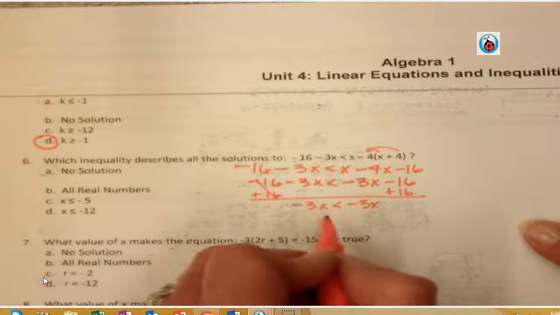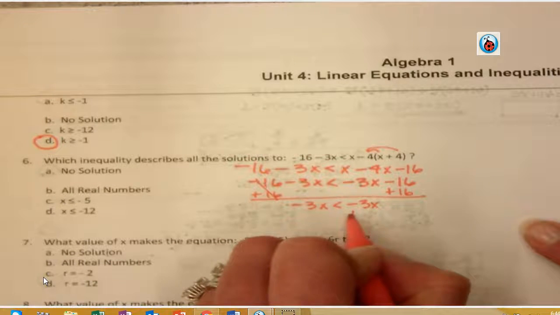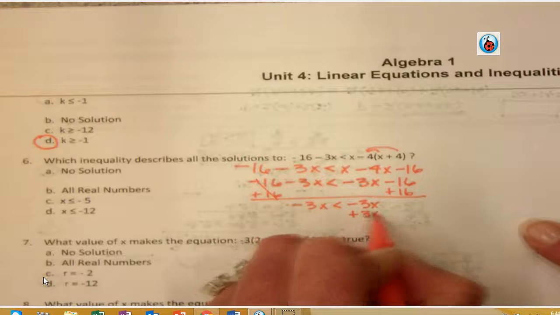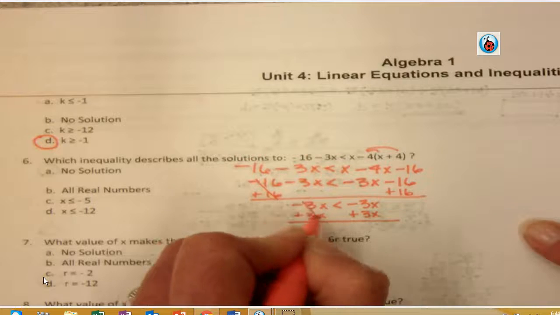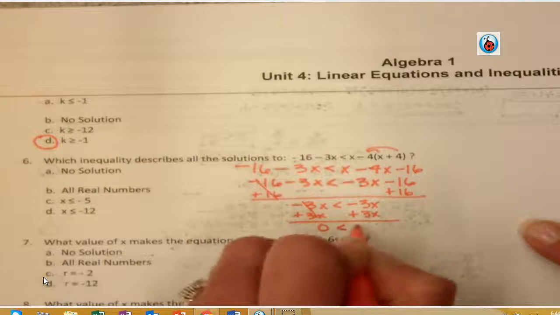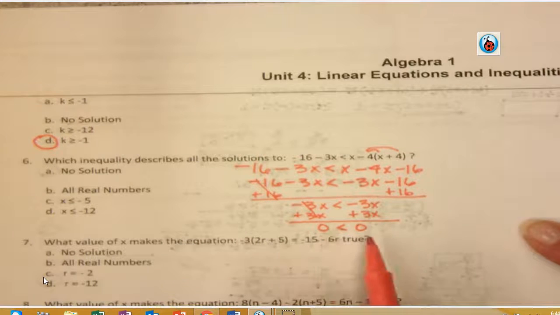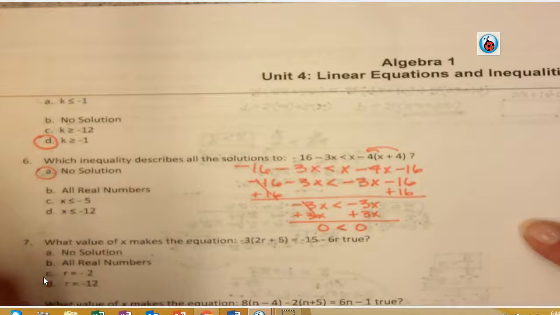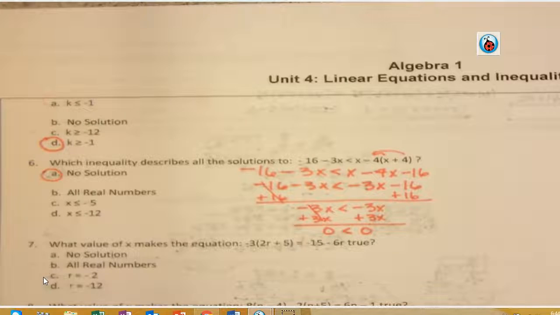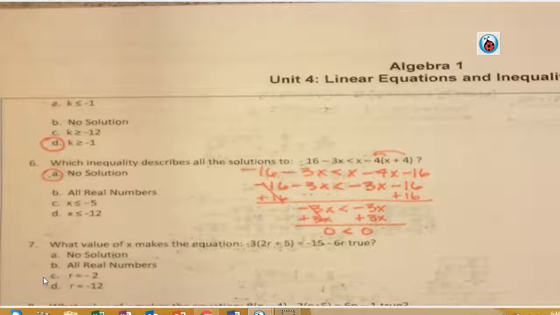What is going on here? So I'm going to add 3x to both sides. I get 0 here, less than 0. Can 0 ever be less than 0? No, 0 is equal to 0. It's not less than 0, so the answer is no solution. If this is a true equation, then you get all solutions. If it is an untrue statement, then the answer is no solutions.